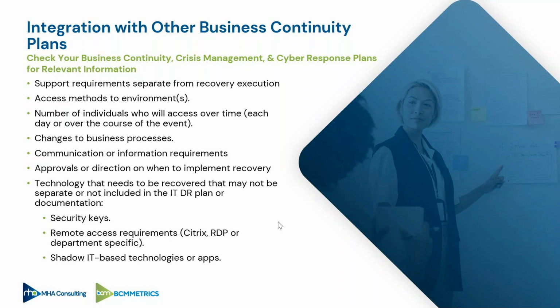Communication of information and requirements, approvals, and then, as I just mentioned, technology that needs to be recovered may not be included in the actual ITDR plan when we start thinking about end user devices, or it could be security keys, remote access requirements to banks or other service providers. And also very important is that shadow IT that people have started to implement without having to go to IT because it's just something that's web-based. We signed up for the subscription, they're using it, but is there a need to understand what that is?